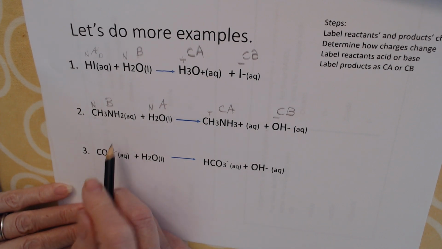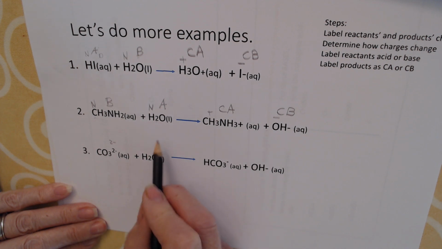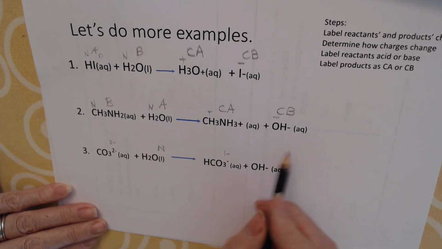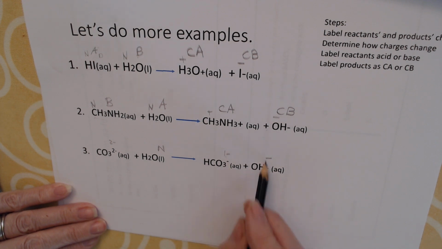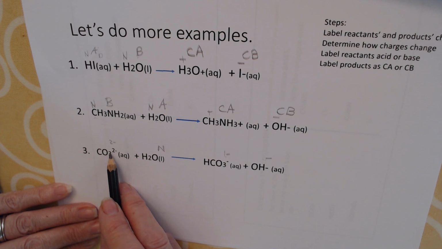Here we've got a 2 negative for a charge. Here we've got a neutral. Here we've got a 1 negative, and we've got a negative. Negative and negative, can that be? Well, yes, it can, because I've got a 2 negative over here.